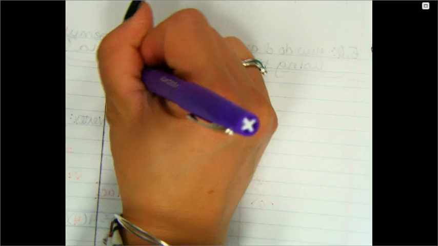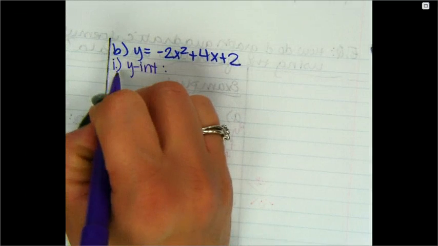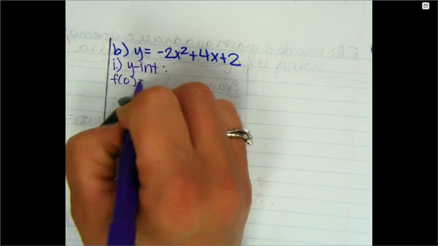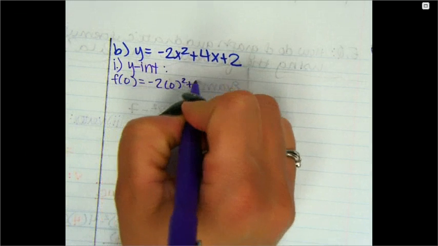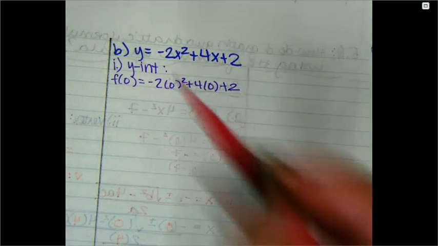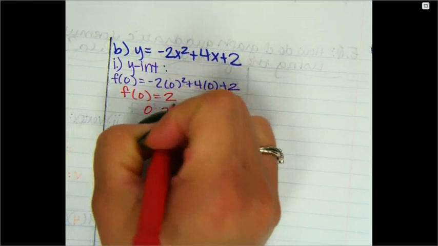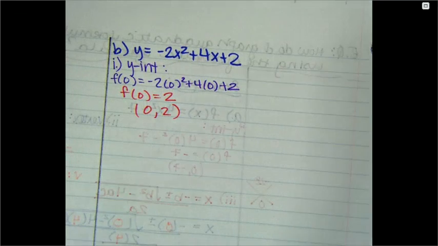All right, let's do y-intercept. What are we plugging for y-intercept? 0. So f of 0 equals negative 2 times 0 squared plus 4 times 0 plus 2. So we get f of 0 equals what? Good. So 0, comma 2. All right, then we're going to find the what?